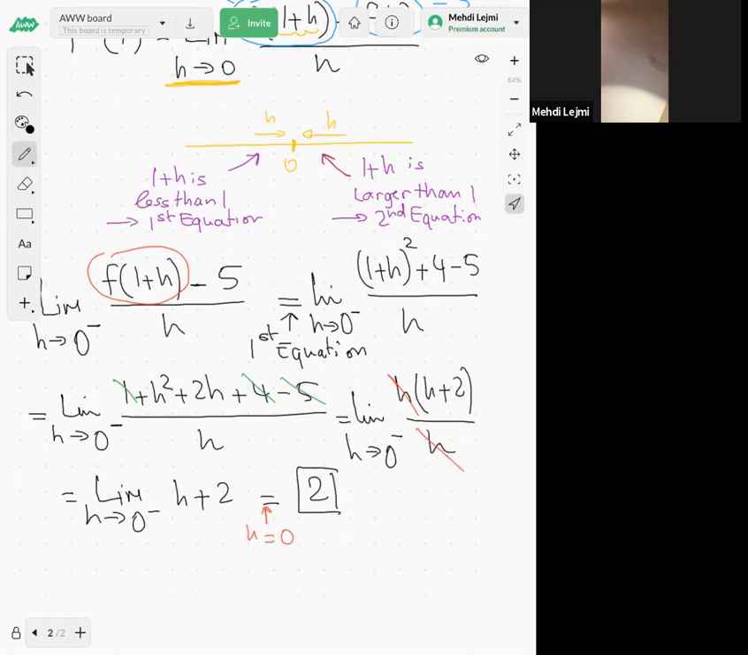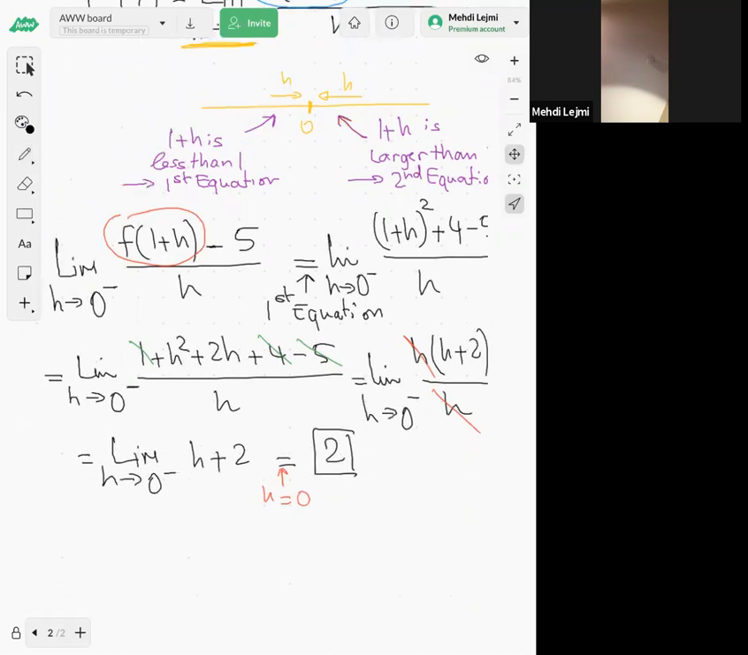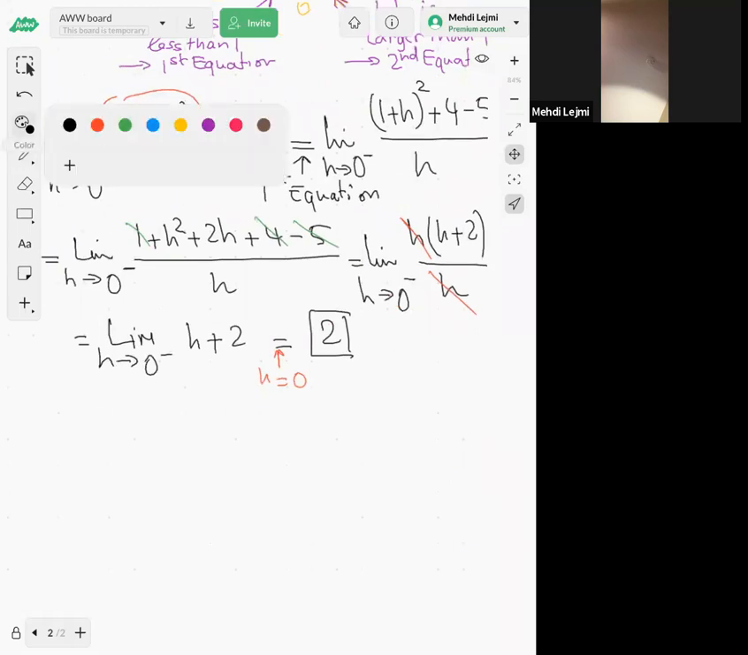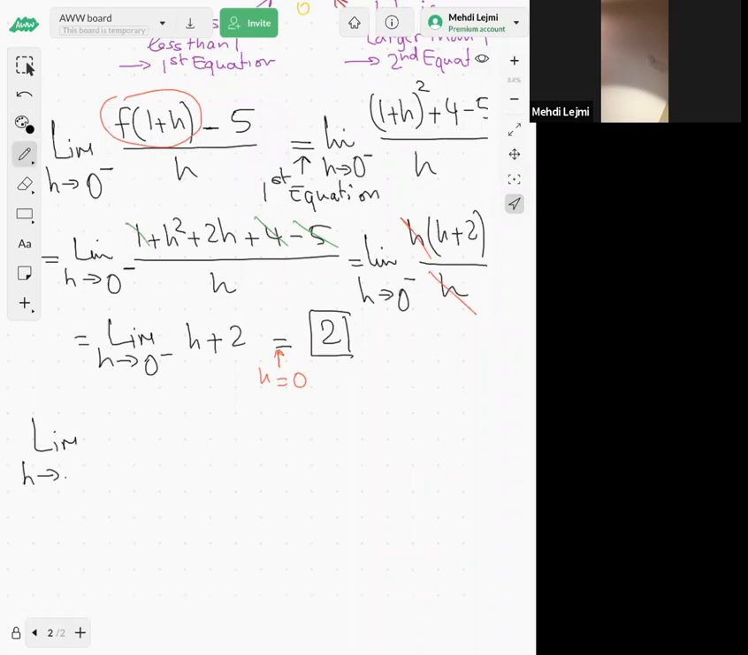Okay. So this is when h goes to 0 minus, so when h approaches 0 from the left, and I have to use the first equation. Now the second case, when h approaches 0 from the right, we're going to use the second equation. So the limit now as h goes to 0 plus. So this 2 is the slope from the left side. Now the slope from the right side, again, it's the same definition, minus 5 over h. And now I'm going to use the second equation.